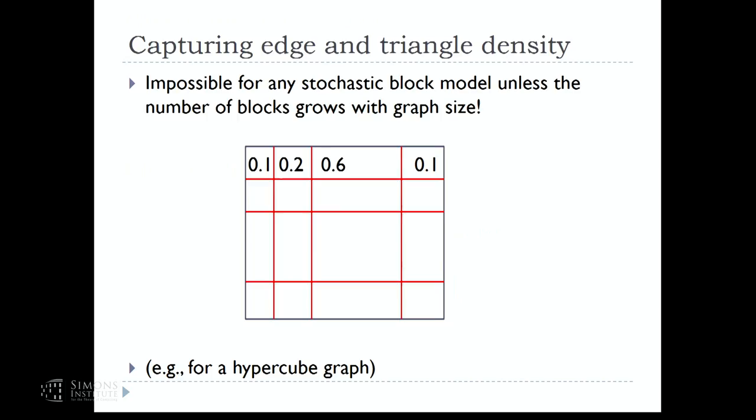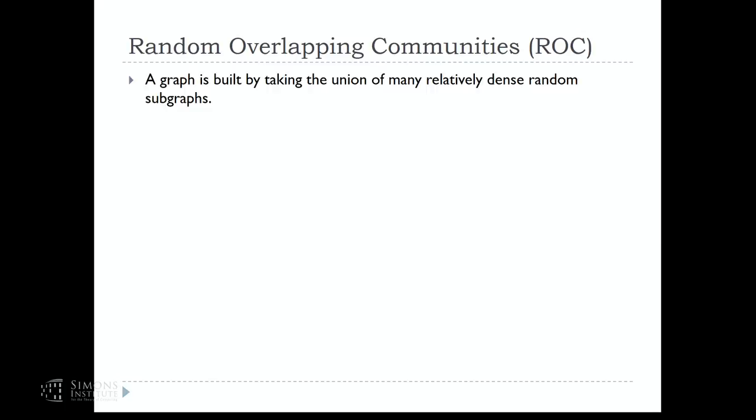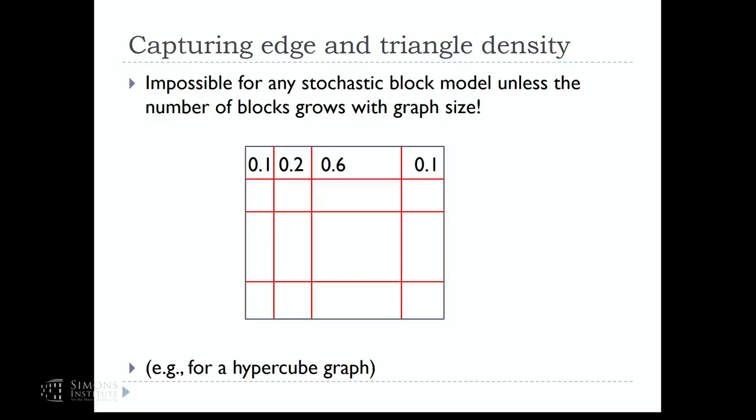One nice thing here, again from a theoretician's perspective, is that no generalization of a single random graph, like a stochastic block model, can do this. Its size must grow with the size of the graph, linear in the size of the graph. So you can't get both triangles and number of edges correct if you use a stochastic block model, even for a hypergraph. This is a provable statement, unless you use the block model proportional to the number of vertices.